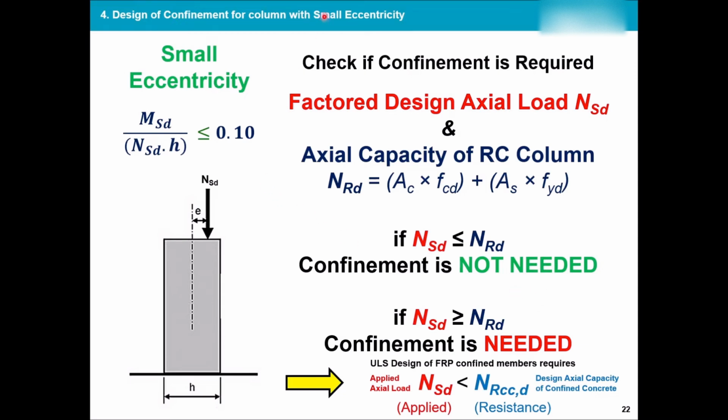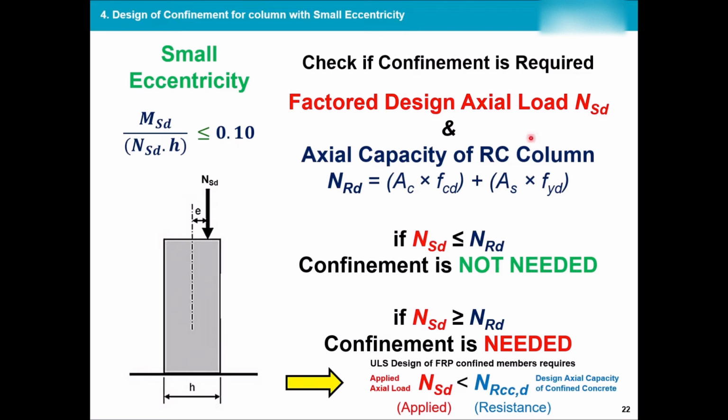Now, first of all, let's just discuss small eccentricity. This is the case which has less than 10% eccentricity. Very simple, we calculate the capacity of our RC column considering that there is no additional fibers or additional reinforcement to it. That capacity is presented by NRd and is simply by multiplying the area of the concrete cross section by its design capacity plus the area of our steels, longitudinal steels, times its yield design strength.